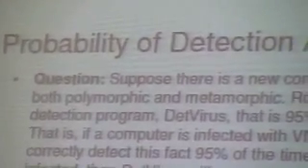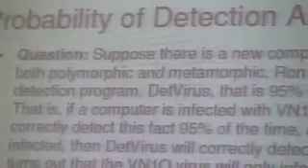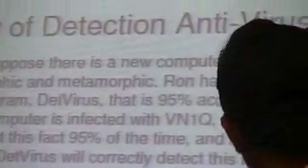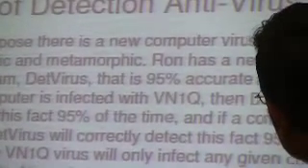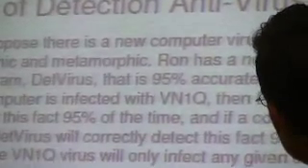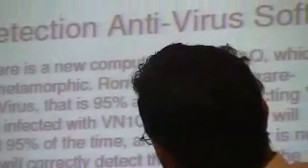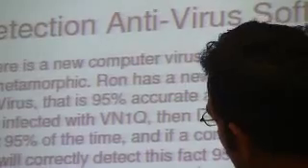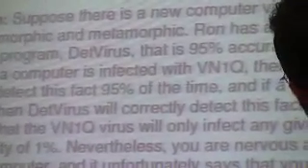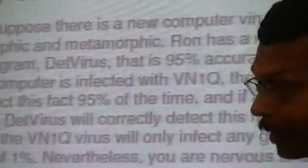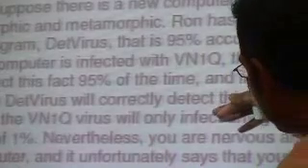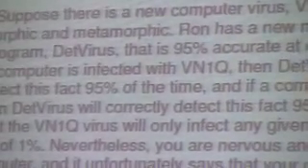Alright, so suppose there's a new computer virus by the name V1Q, which is both polymorphic and metamorphic. Ron has a new malware detection program by the name Death virus. It is 95% accurate in detecting this virus. So there's an antivirus scanner that is 95% accurate in detecting this virus.